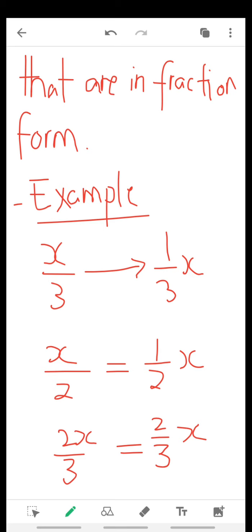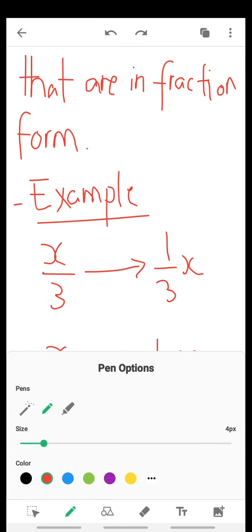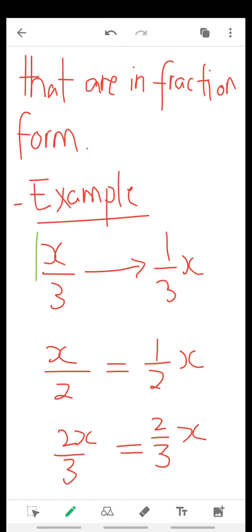Now, also, I want you to understand something. When I write a term as x over 3, this is the same as, remember, in front of the x, what's there? There is a 1. There is a 1 right here. So this is the same as 1 over 3. You see, it's 1 over 3. So, whenever a term is given in this form, you can rewrite it as 1 over 3 times x. It is the same thing. Same applies to x over 2, which is the same as half times x.